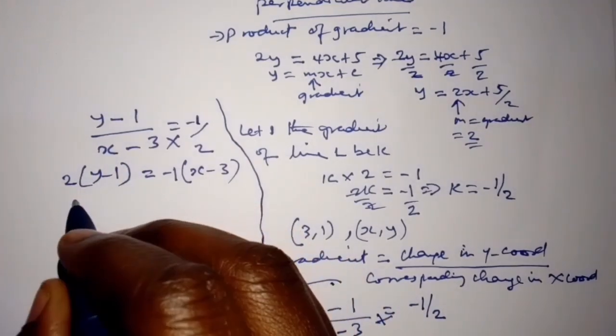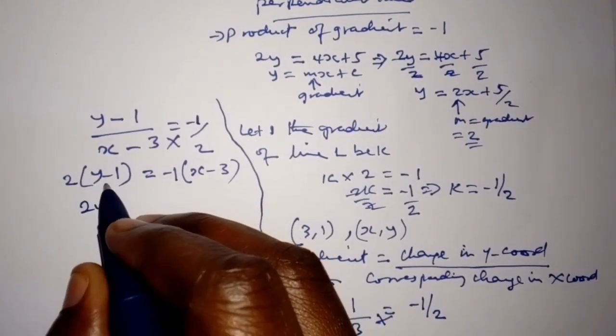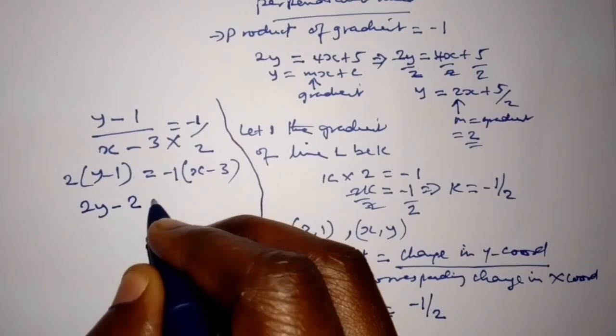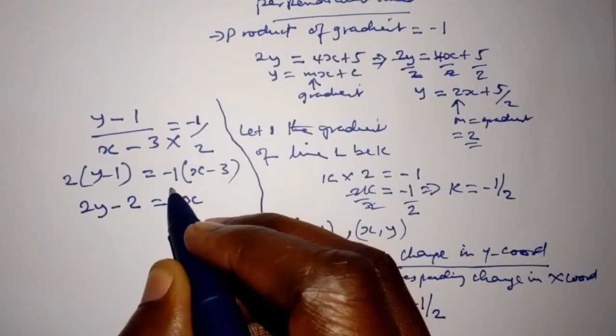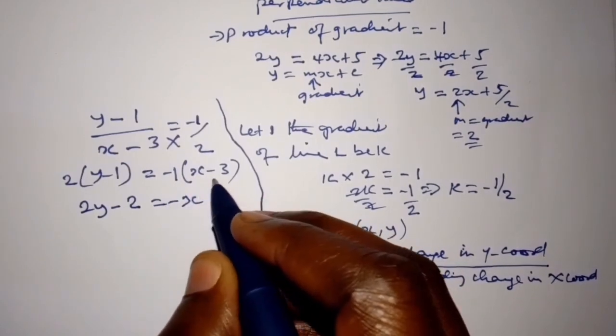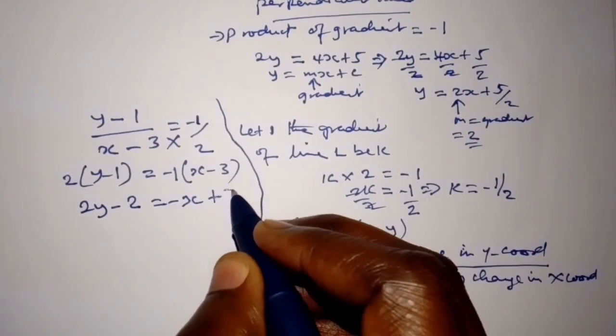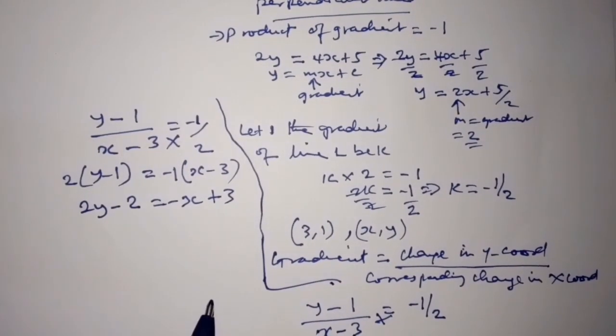So this is 2 times y is 2y, minus 2 times negative 1 is plus 2, is equal to negative x. Negative 1 times x is negative x. Negative 1 times negative 3 is positive 3.